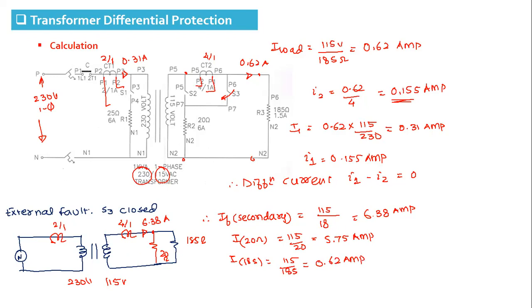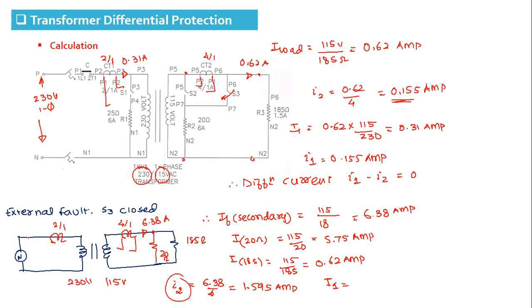Okay. Now what will be the current on the secondary side of CT2? So the total current that will flow through the CT is 6.38 divided by 4. So that current will be 6.38 divided by 4. That is 1.595 ampere. So this CT will reflect here. This current is 1.595, and CT1.